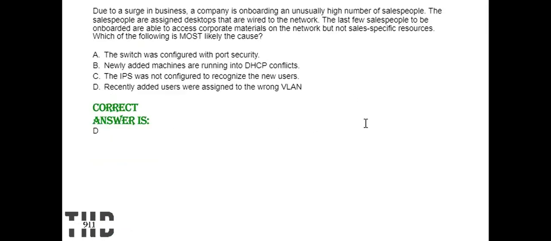Due to a surge in business, the company is onboarding an unusually high number of salespeople. The salespeople are assigned desktops and they are wired to the network. The last few salespeople to be onboarded are able to access corporate materials on the network but not sales-specific resources. Which of the following is most likely the cause? Option A, the switch was configured with port security. Option B, newly added salespeople are running into DHCP conflicts. Option C, the IPS was not configured to recognize the new users. Option D, recently added users were assigned to the wrong VLAN. The correct answer is option D.